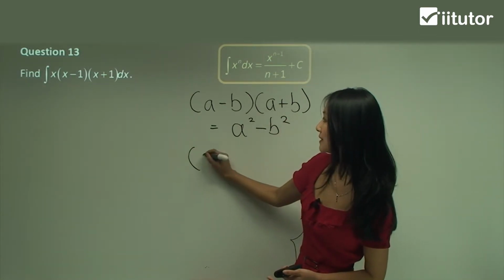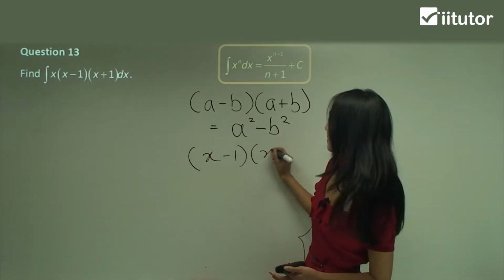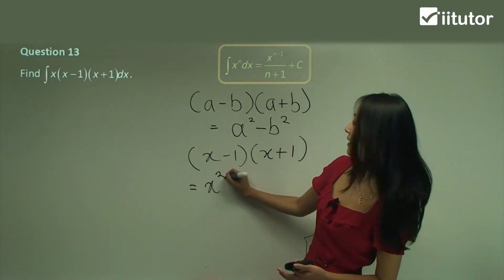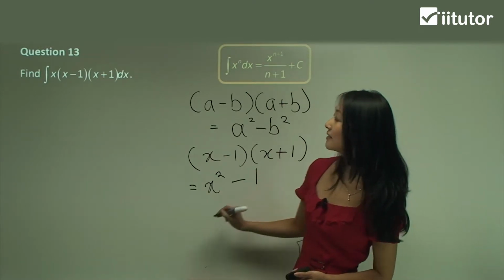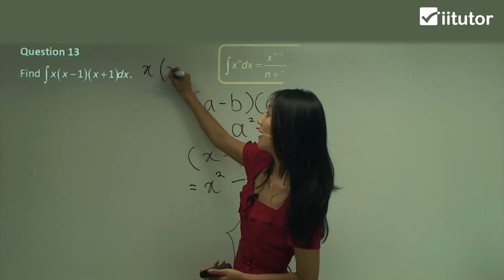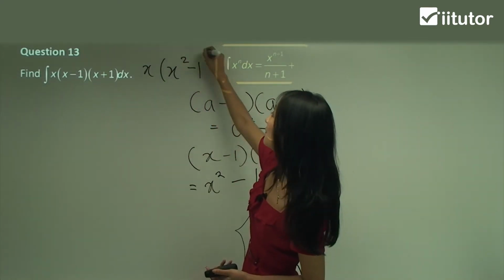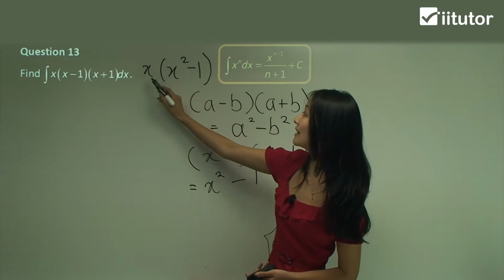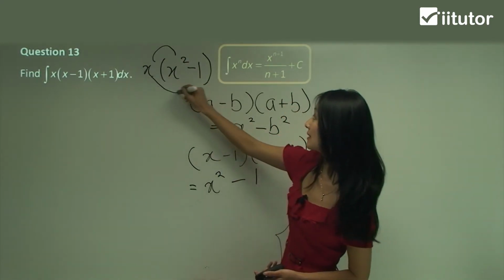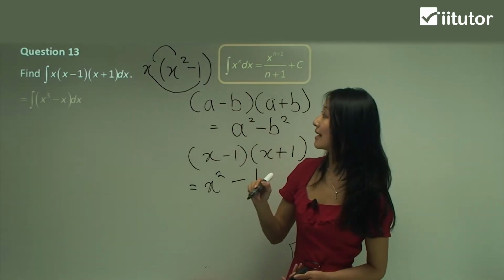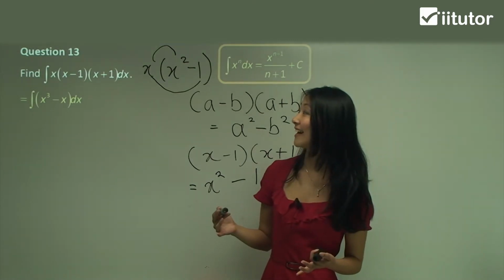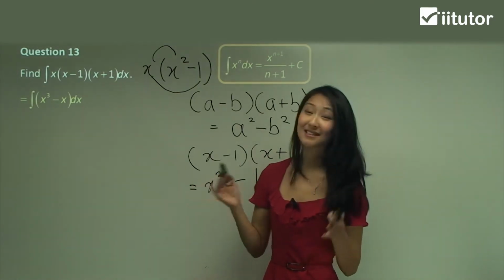So therefore, if we're expanding x minus 1, x plus 1, like we are doing here, it becomes x squared minus 1. So therefore, we just have the integration of x multiplied by x squared minus 1, which means when we expand that, it's going to be x times that, which gives us x cubed, minus x times that, which gives us minus x. So that's how we get the integration of x cubed minus x. Okay, and now that we should know what to do, we just consider them separately.